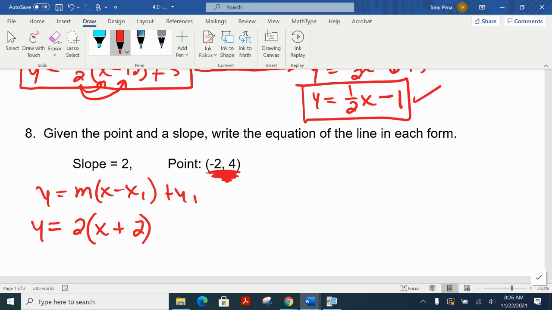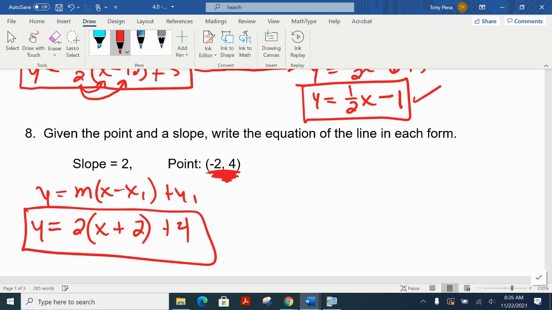So good. And then what we got in the back? Good. And then plus 4. So that's one of your answers. If I ask you to write the equation of a line in point-slope form, you're done. That would be all you have to put down. This one, though, obviously I'm telling you to do it in the slope-intercept form.